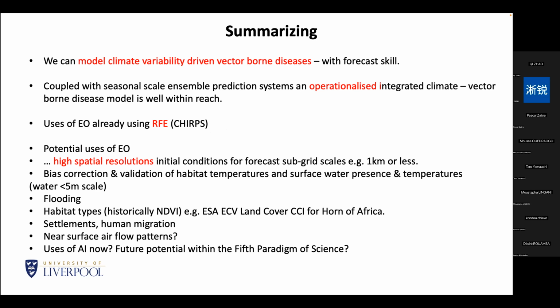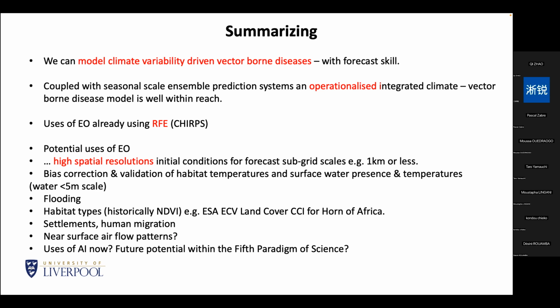The other thing is that all data sets have biases in, and we're using what the model says is a 2 metre air temperature for the temperatures. But obviously what we really want is the habitat temperatures where, let's say, the mosquitoes are living. And this is something that we might be able to get better through EO and maybe able to bias correct and validate the temperatures you're using. Also surface water presence of breeding sites and the temperatures of the water, but probably at a less than 5 metre scale. I would actually say 2 metre scale for Anopheles mosquitoes that bring malaria. So that's right probably at the edge of what Earth observations could do.